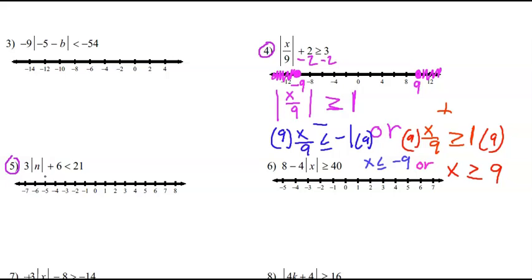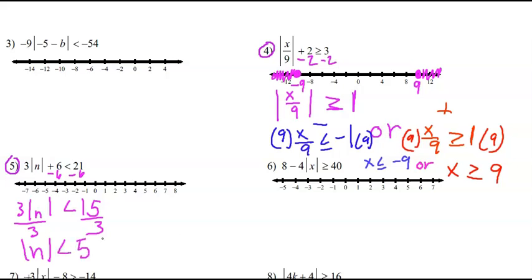Okay, let's look at number 5. 3 times the absolute value of n plus 6 is less than 21. The first thing we do is isolate the absolute value. We can subtract 6 from each side. And then we have 3 times the absolute value of n is less than 15. Divide each side by 3. We have n. The absolute value of n is less than 5.